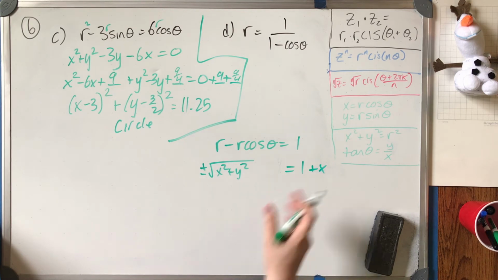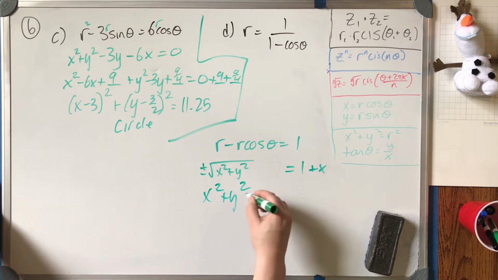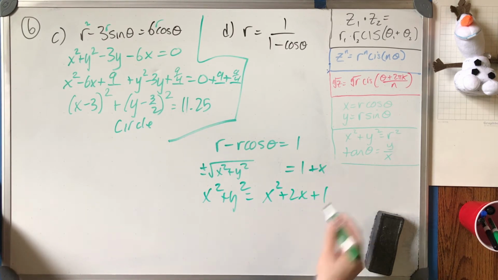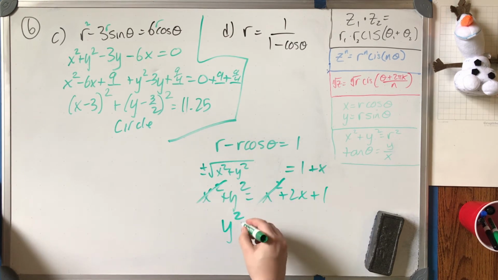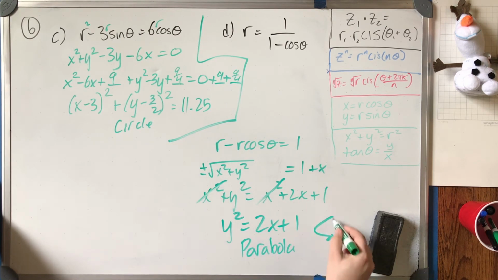And I'm just going to square both sides to get rid of this plus or minus over here. So I'll get x squared plus y squared equals, and if I square that and FOIL, I will get something like that. So the x squareds cancel, and I'm left with a y squared equals 2x plus 1, and we recognize this formula as a parabola that's opening sideways.